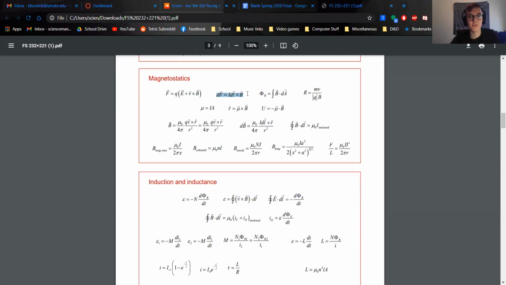So we have dF is equal to I dL cross B. I think this tends to be very intimidating to a lot of people, the fact that we have these differentials involved in these formulas now.